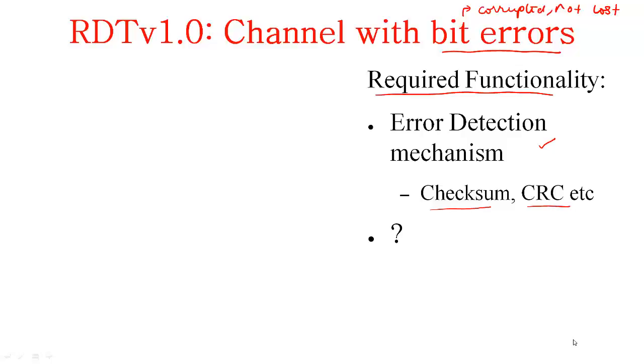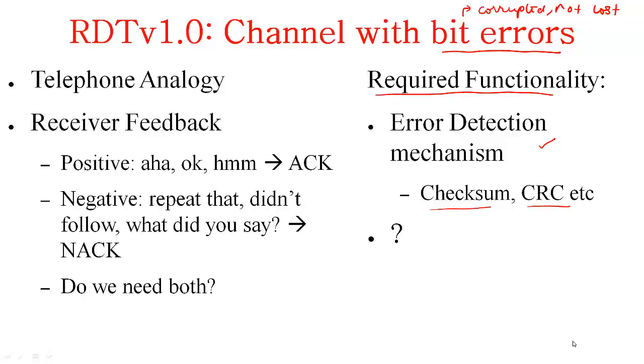Let me take the telephone analogy. Suppose you're talking over a noisy telephone line with someone. How do you ensure as a speaker that whatever you speak is actually being received by the other user? That is, how do you ensure reliability over a noisy telephone line? What human protocol do you use? Basically, the receiver is going to provide you feedback. And there are two types of feedback. Positive feedback: the receiver says, aha, oho, acha, okay. This is positive feedback in the form of ACK.